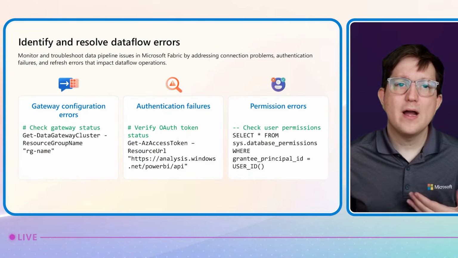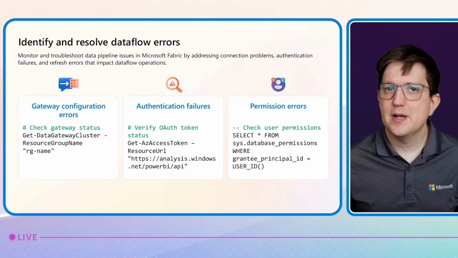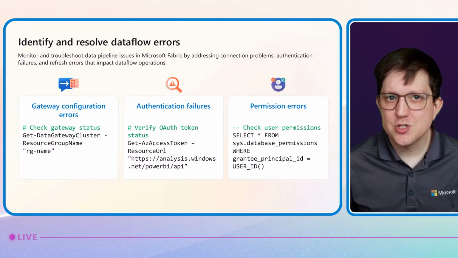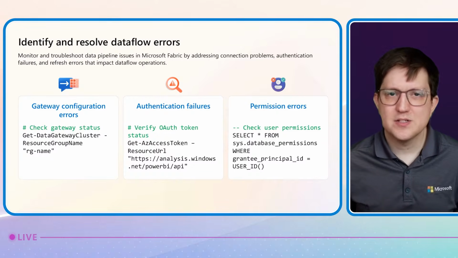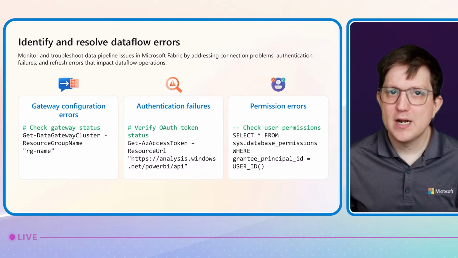Now, data flows require a slightly different type of troubleshooting. These pipeline issues in Fabric are usually focused on things like connection problems, authentication issues, refresh errors, that sort of stuff. There's three common error categories that we may run into.